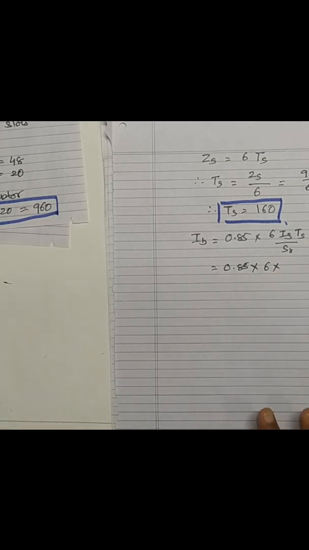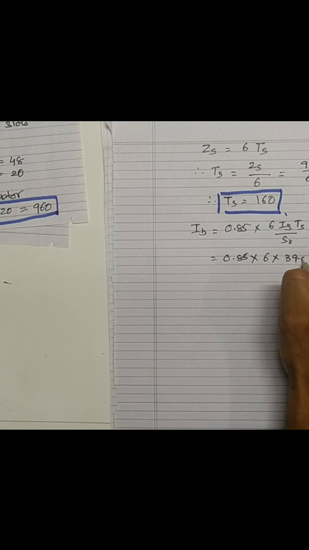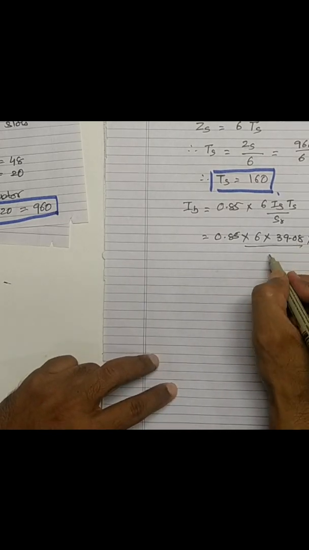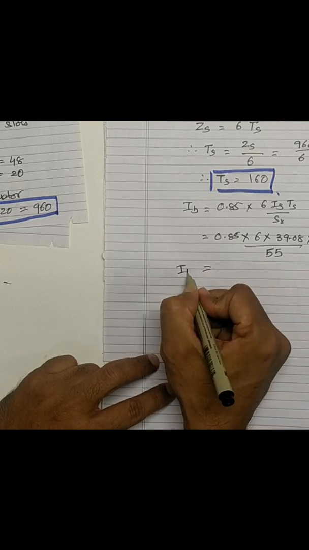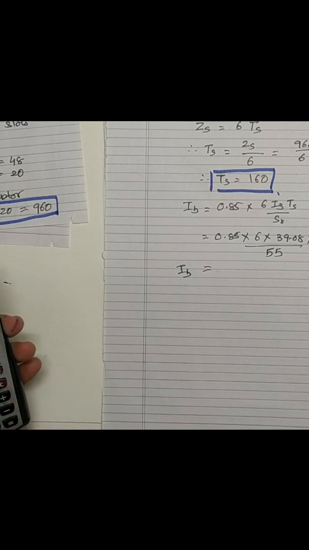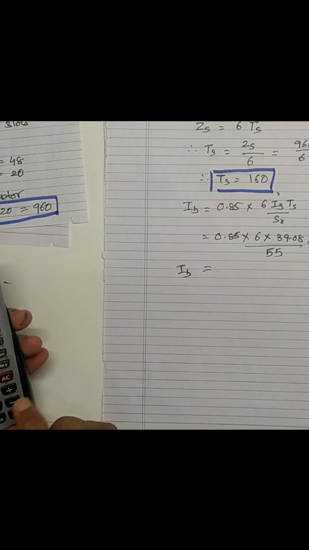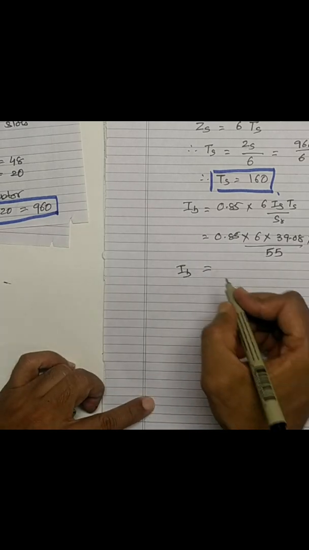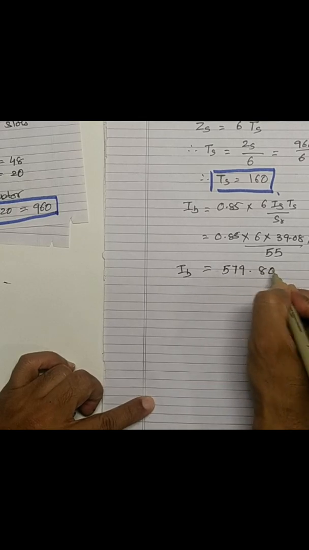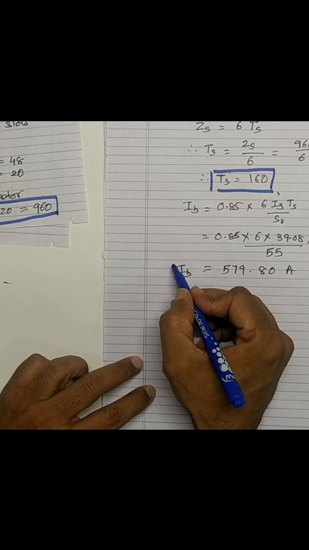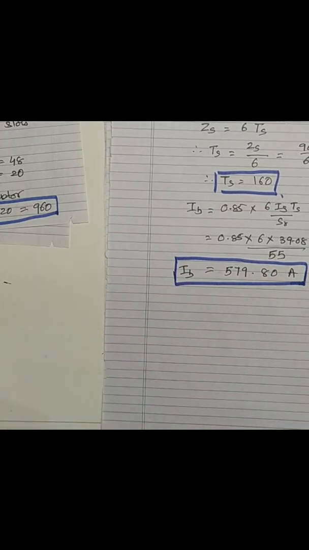Now let us substitute all the values. 6 multiplied by IS, that is stator current 39.08, TS, the stator number of turns per phase, that is 160, and divided by SR, that is 55. So let us calculate the bar current: 0.85 multiplied by 6 multiplied by 39.08 multiplied by 160, divided by 55. It comes to 579.80 ampere. So we have calculated IB.